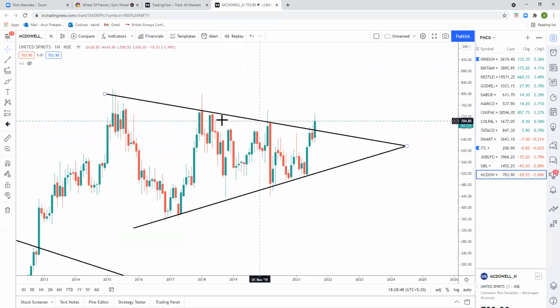And most of the time, if I have drawn a pattern here, see, this triangle pattern in McDowell was drawn by me 3 months before, right? 3 to 4 or 5 months back, right?